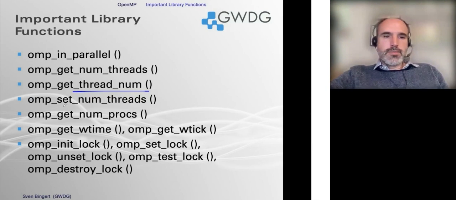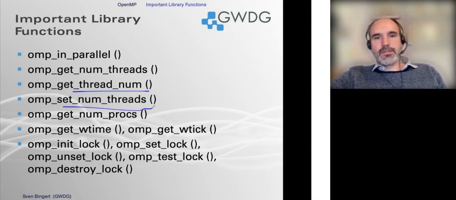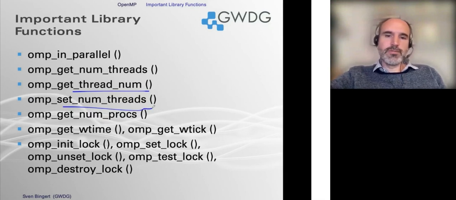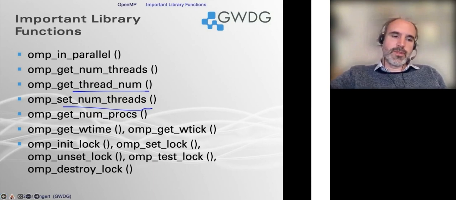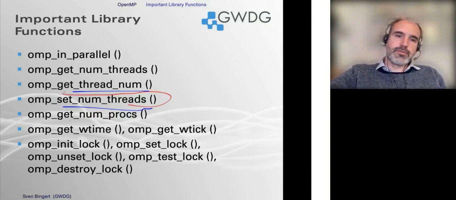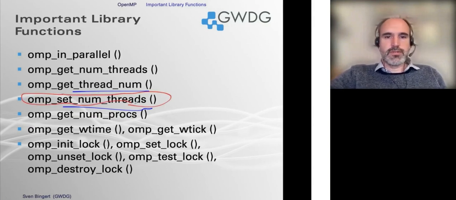What you can also do is put set num threads before a parallel region, to control the number of threads available for this parallel region. Now this is a command. If you don't use environment variables, I would actually recommend using this function to specify the number of threads in your parallel region. I can make it red.